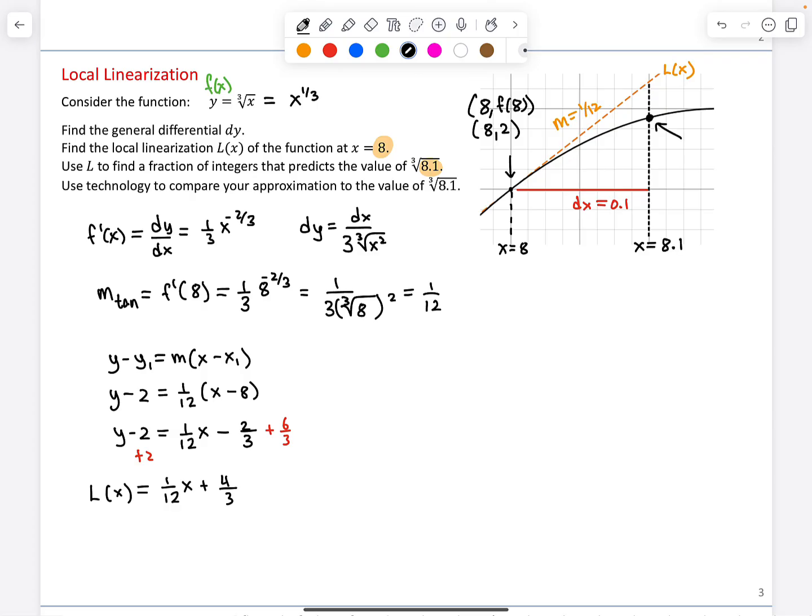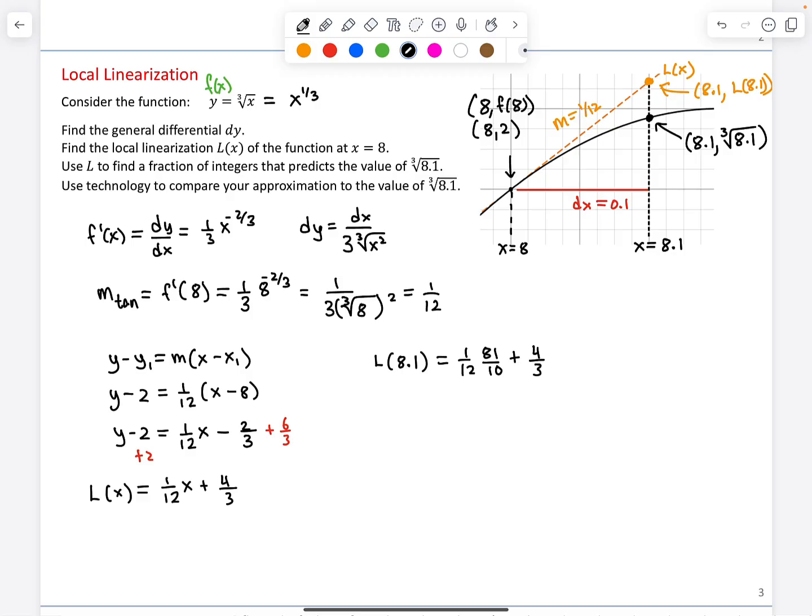So this point on the function would have x-coordinate 8.1 and y-coordinate cube root of 8.1. But instead of plugging 8.1 into the original function, we are going to plug 8.1 into this line instead to find L of 8.1. And we'll use that to approximate, trusting that our error will be small. Keep in mind, this image is not to scale. So L of 8.1 will be 1/12 of 8.1, and 8.1 is the same thing as 81/10, and then we're going to add to that 4/3. You can see why it will be possible to convert all of this to a fraction.